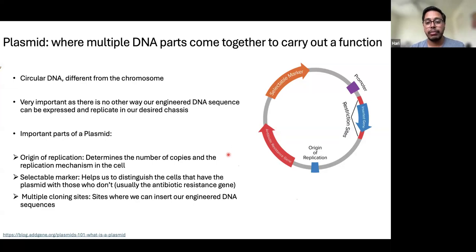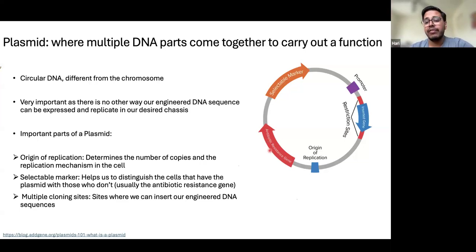And then another important part of a plasmid is the selectable marker. Usually we have an antibiotic resistance gene that acts as a marker in the plasmid. So why do we need a selectable marker? Whenever we transport that particular plasmid inside a cell, the selectable marker helps us to identify those cells that actually took the plasmid in, and whether they are expressing the genes inside the plasmid or not.